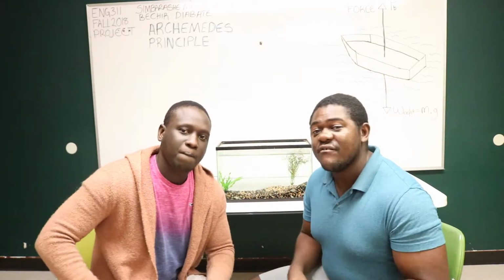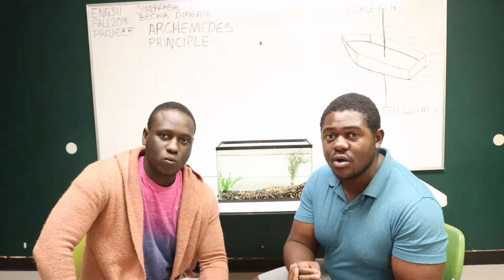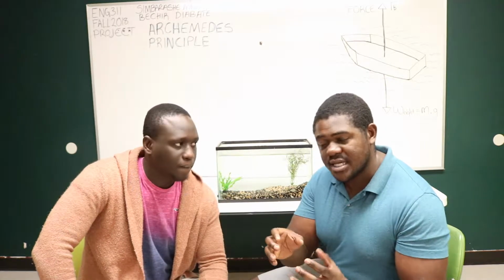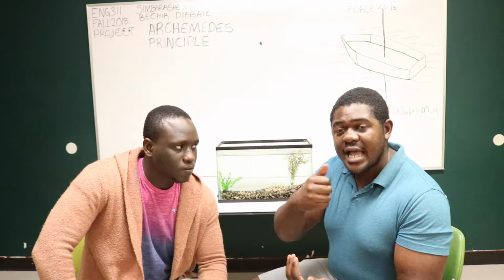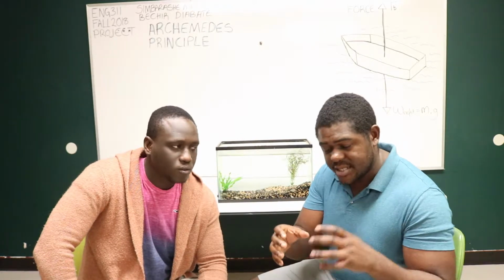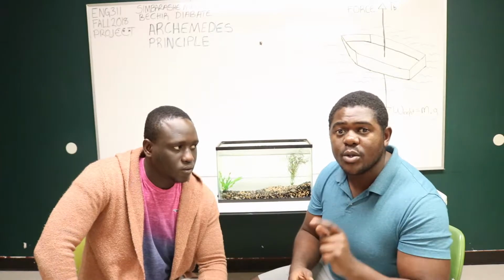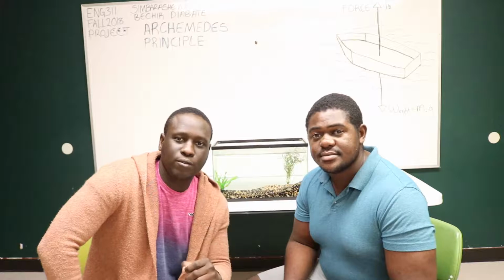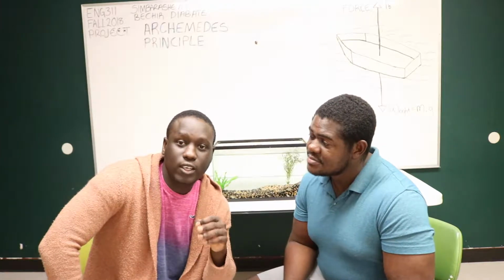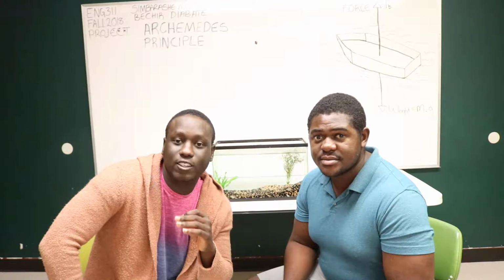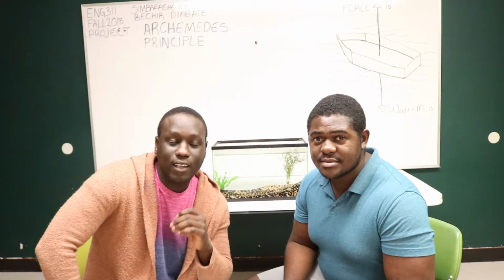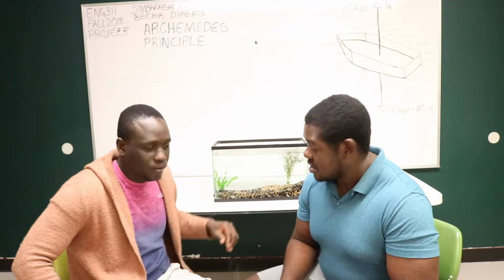For our project, we're going to explain Archimedes' principle, which states that for a body submerged in a fluid, there is an upward force acting on that part of the body that is submerged in that fluid. We call this force the buoyancy force. So basically, what is the buoyancy force? The buoyancy force is the specific weight of the fluid multiplied by the volume of the displaced fluid. In our case, our fluid is water.